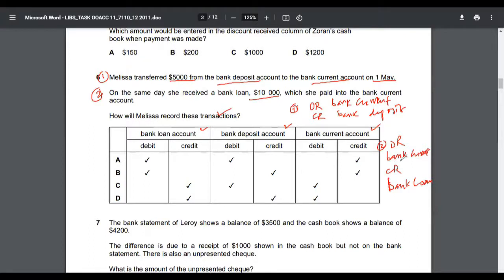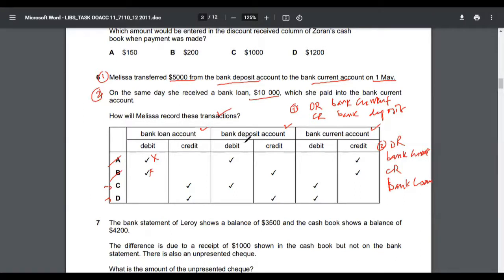So now you need to find this piece of information in the options. Let's look at option A. No, this is wrong because bank loan will not be debit. This is absolutely wrong, so option A can be eliminated. Option B can be equally eliminated because it's the same. Bank loan is debited, but Melissa received a bank loan, so it is a liability. It has to be on the credit side. So it's either option C or option D. We will investigate further which option will be the correct answer.